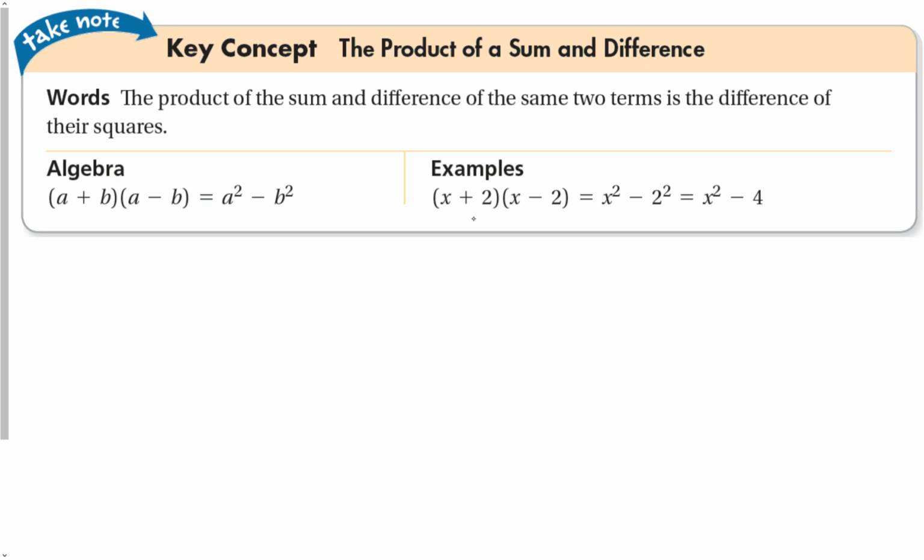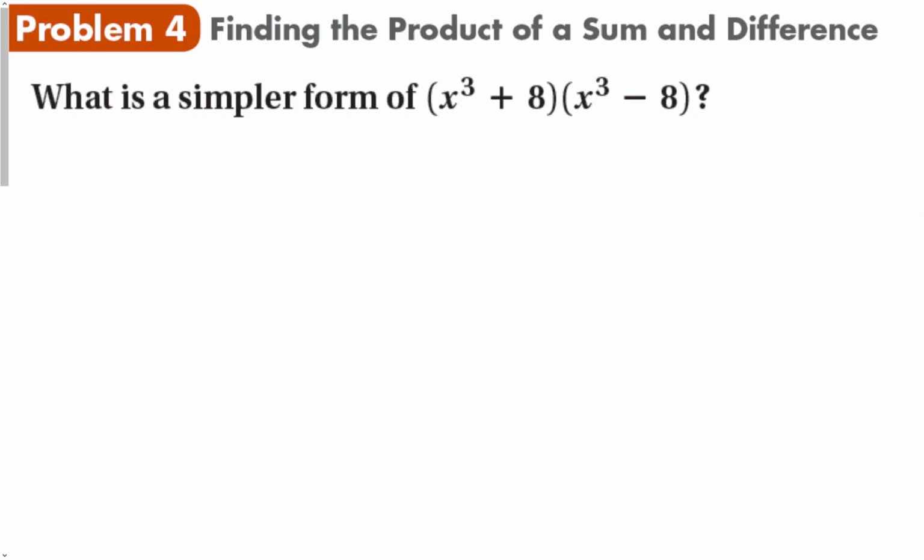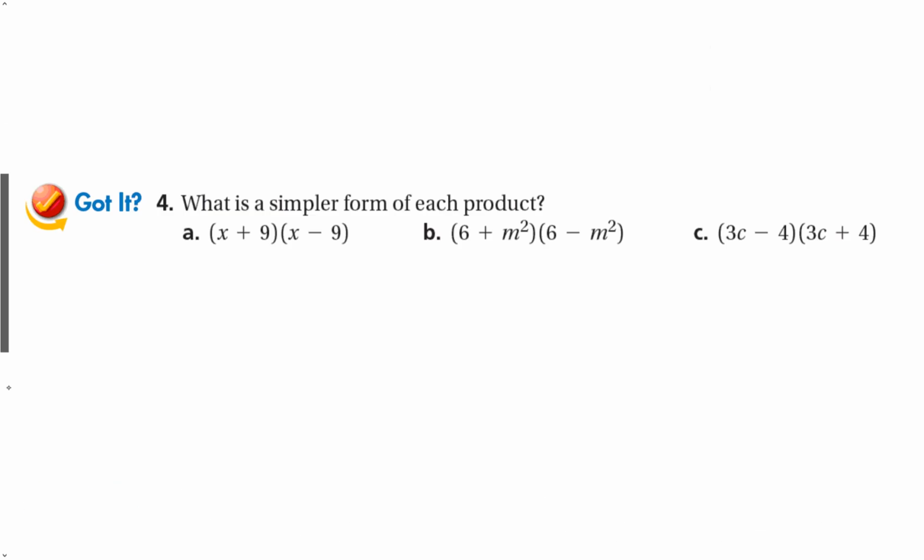And we can see that here, that x plus 2 times x minus 2 is x squared minus 2 squared, x squared minus 4, because the 2x and the minus 2x cancel each other out. So what is the simpler form of x to the third plus 8 times x to the third minus 8? If you notice that these two are the same and these two are the same, the only difference is the signs, we can use our technique of squaring the first term minus the square of the second term. Well, x to the third squared is x to the sixth, minus 64. Okay.